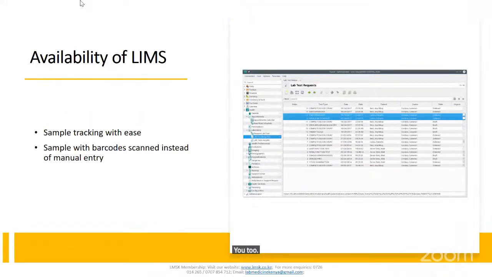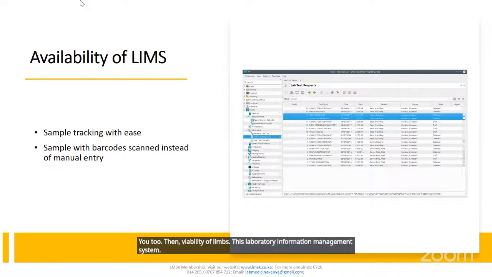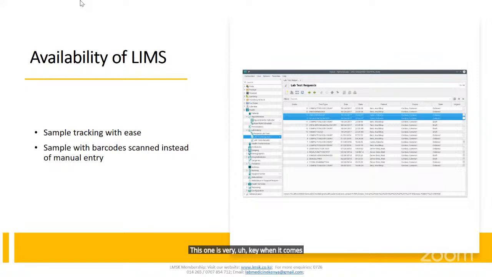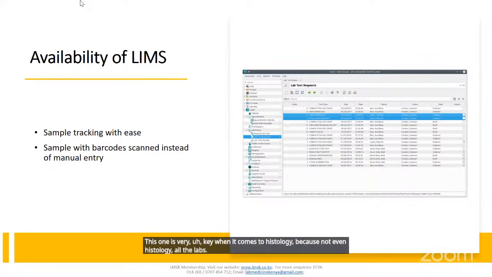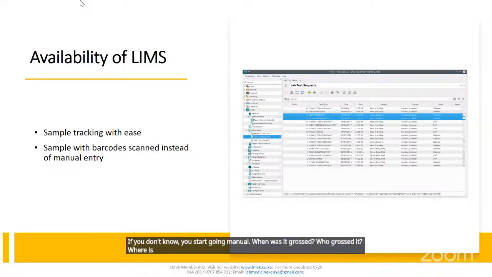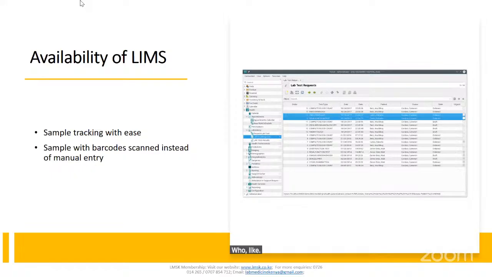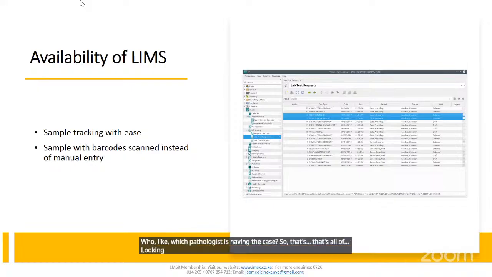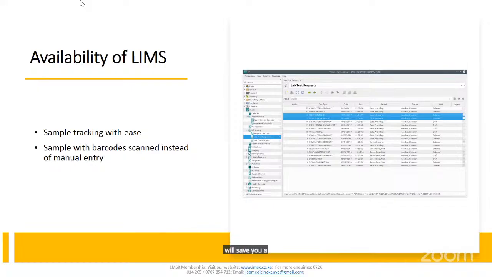Then availability of LIMS, the laboratory information management system. This one is very key, not even only in histology but in all the labs, because sample tracking will be with ease. You're looking for case 305. For you to know where it is, you can go to LIMS, then you track it. If you don't have it, you start going manual. When was it grossed? Who grossed it? Where is it? Which pathologist is having the case? So that hassle of looking for things manually will save you a day when you're having LIMS.